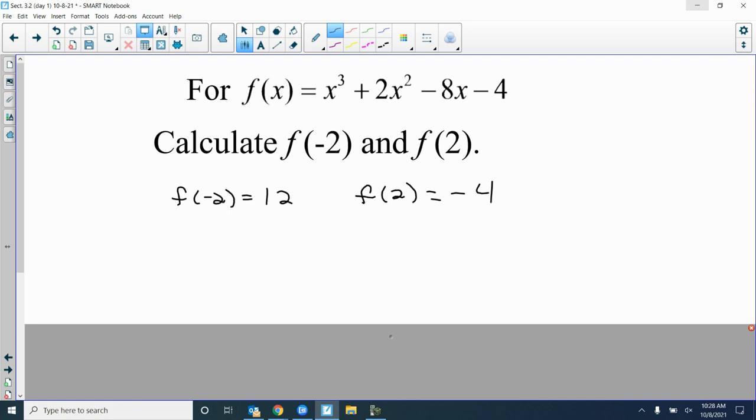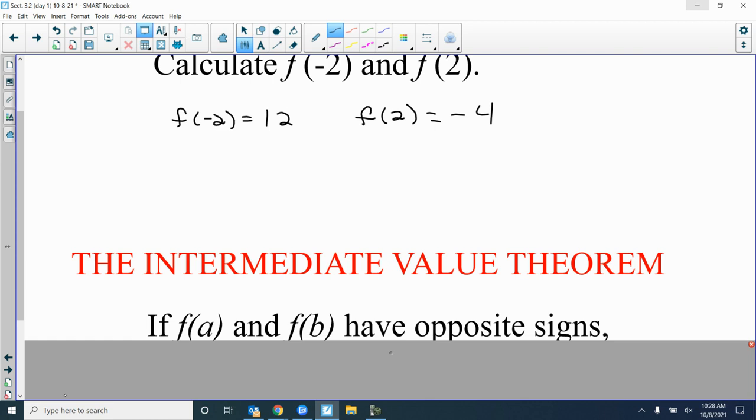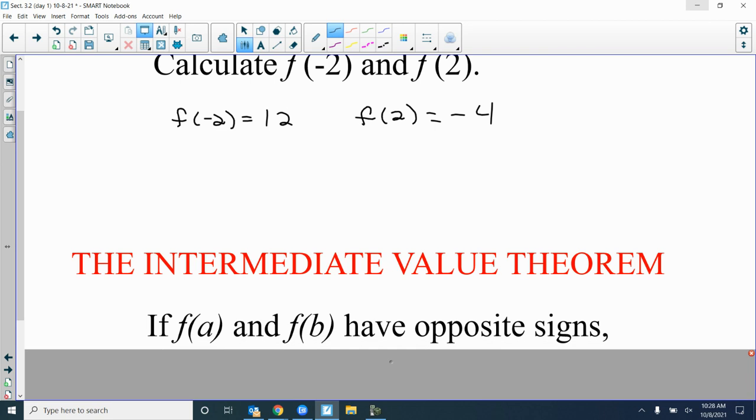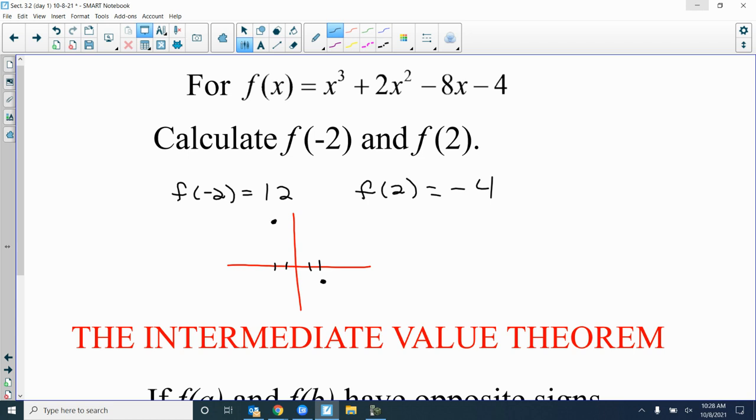All right, now it doesn't look like a lot, but for what we're going to do, that's going to be very beneficial. You see under there what's called the intermediate value theorem. If f of a and f of b have opposite signs, if one's positive and one's negative. So if you take a look here, when we plug in negative 2, we get 12, which is somewhere up here. And when I plug in 2, I get negative 4. This has to be a continuous function.